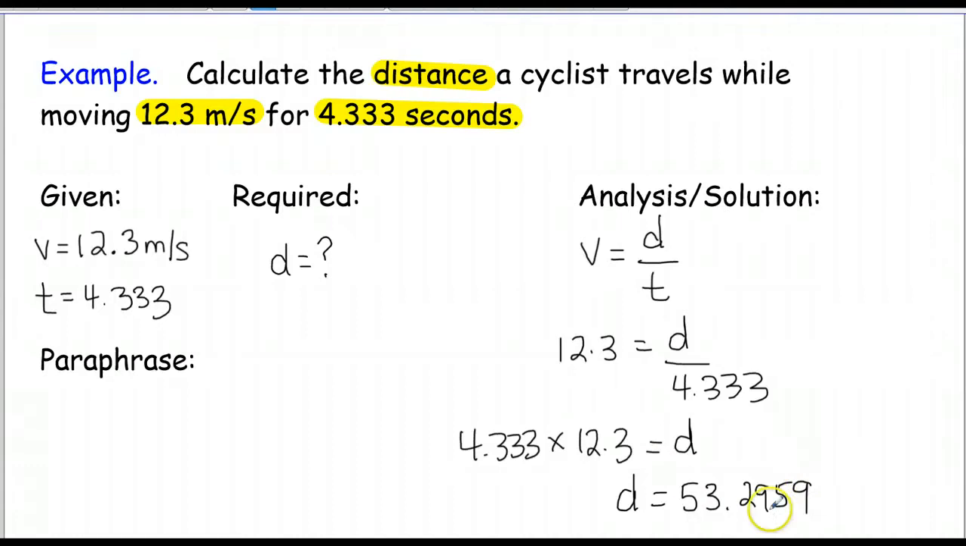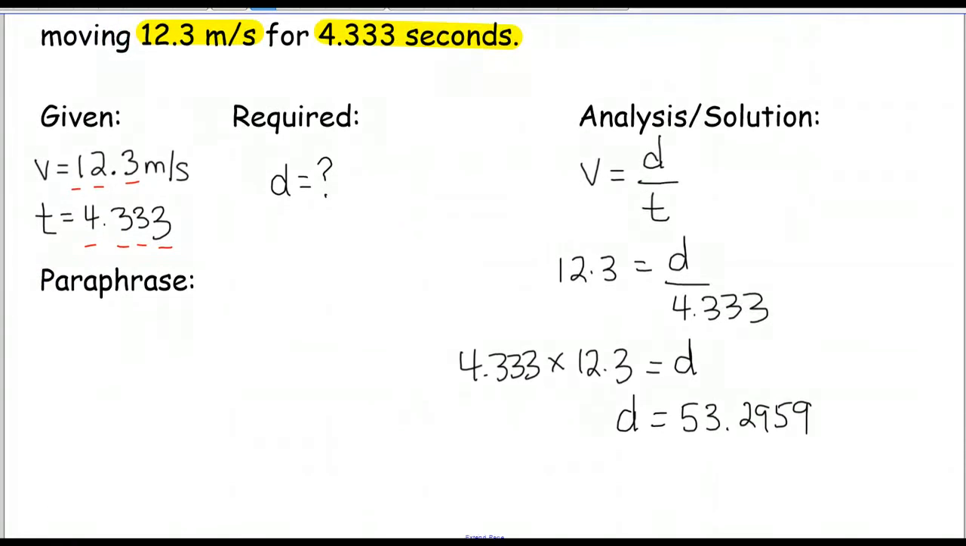We have to always ask ourselves, how many significant figures should we have in our final answer? Where do we look? We look under our given values, the numbers that they provided us in the actual word problem. So let me use a different color. This has 1, 2, 3 significant figures. This guy has 1, 2, 3, 4. Our answer can only include the least number. So that means our final answer has to have 3 significant figures, which means we have to round this. And so therefore our overall final answer will be 53.3. And don't forget your units in meters.